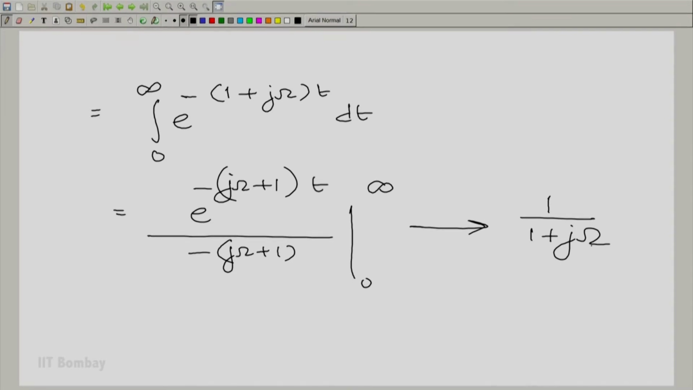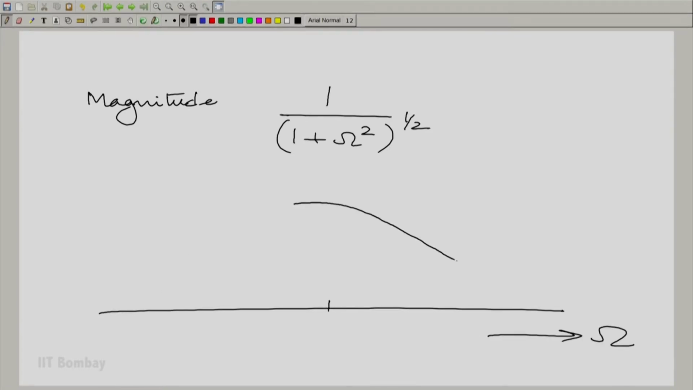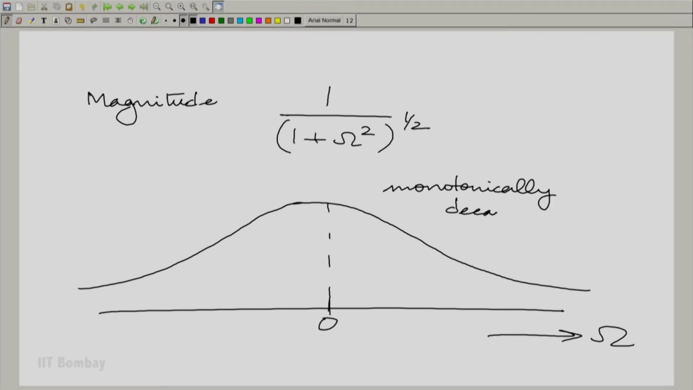Of course, let us sketch this. We have seen such expressions before; I am just recapitulating some of them. We can talk about the magnitude and the phase, so let us plot both of them. The magnitude is 1 by the positive square root of 1 plus omega squared, and that can be sketched like this, symmetric about 0 and monotonically decaying on either side.